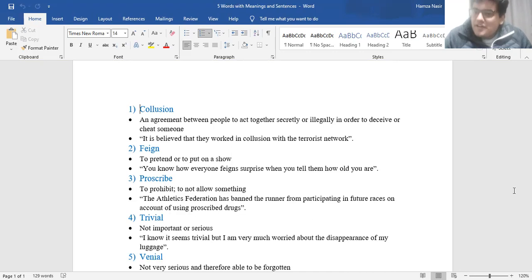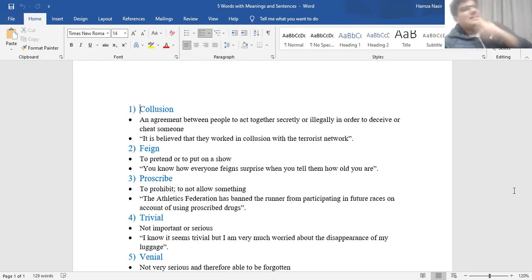The Athletics Federation has banned the runner from participating in future races on account of using proscribed drugs. The Athletics Federation has banned the runner from participating in future races on account of using proscribed drugs, on account of using banned or prohibited drugs. Okay, so I hope the meaning of proscribe is clear.